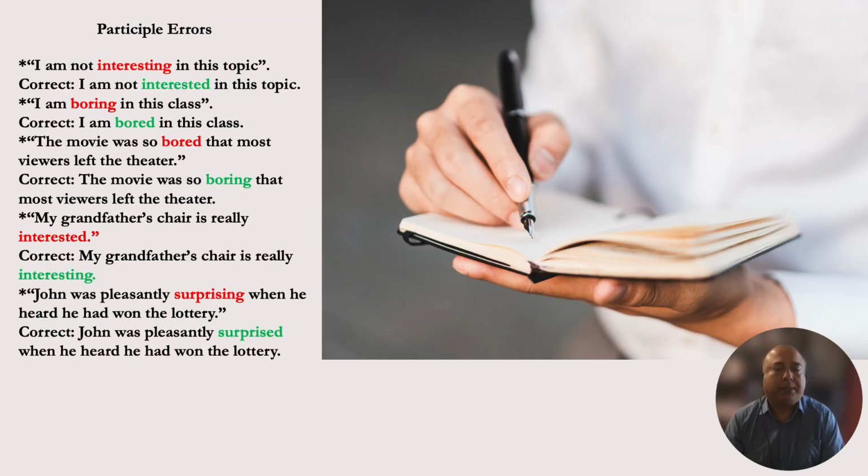Okay, participle errors. "I am not interesting in this topic." You see, interesting is wrong. The correct form is interested. Like, "I'm not interested in this topic." Or, "I am boring in this class." That's a participle error. Correct? "I am bored in this class." So when you hear or see a sentence written ungrammatically, like "I'm boring in this class," you could still understand what the writer is trying to say, right? So that's the second type of local error.